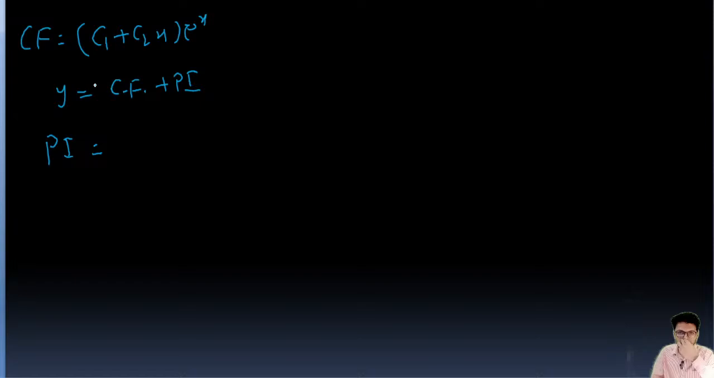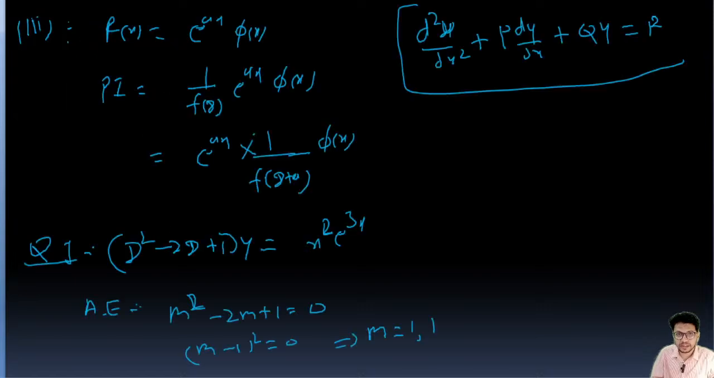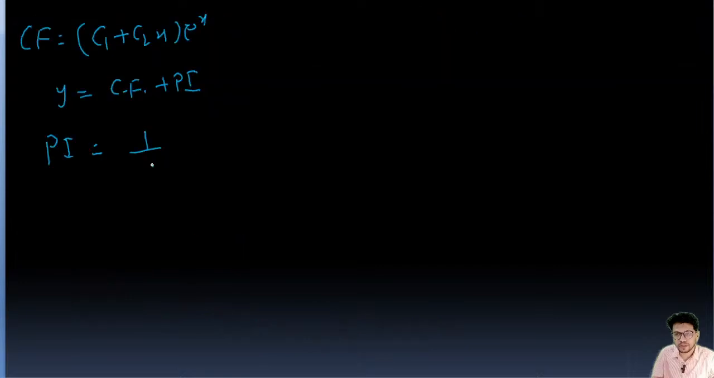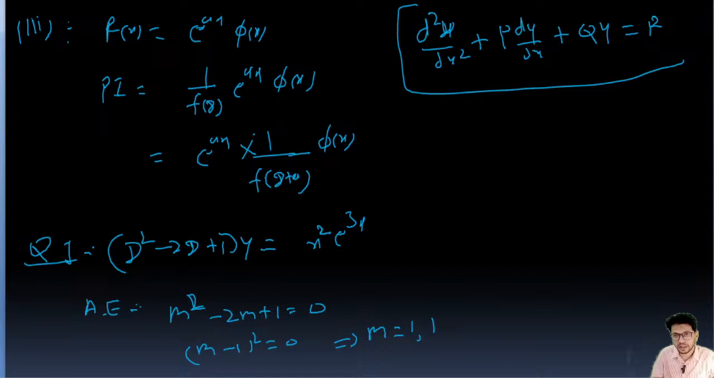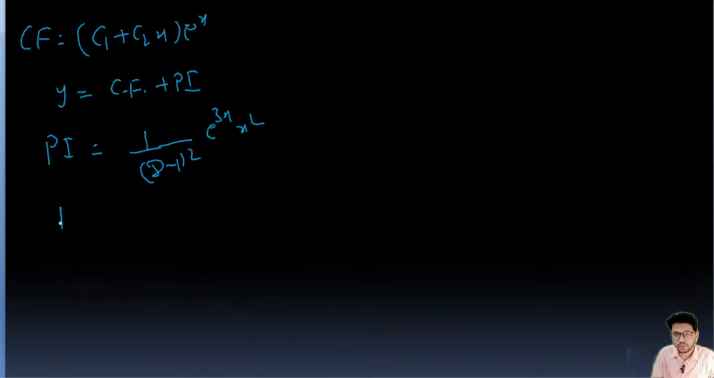So PI is 1 upon f(D), that is, 1 upon D square minus 2D plus 1, or we can write (D minus 1) whole square, because D square minus 2D plus 1 is (D minus 1) whole square. So now we know how to solve it. This is PI, and it is going to be e to the power 3x into 1 upon (D plus 3 minus 1) whole square, and then x square.